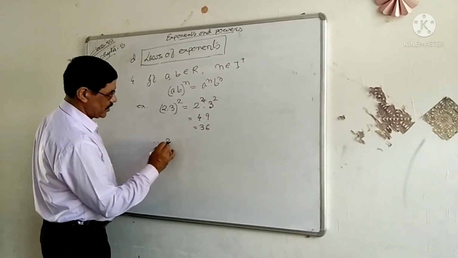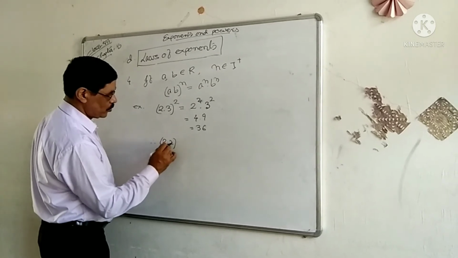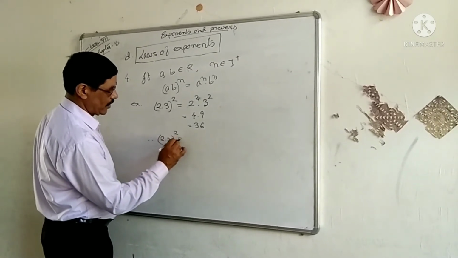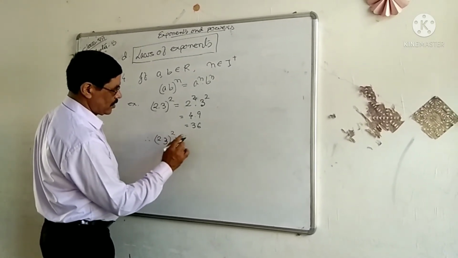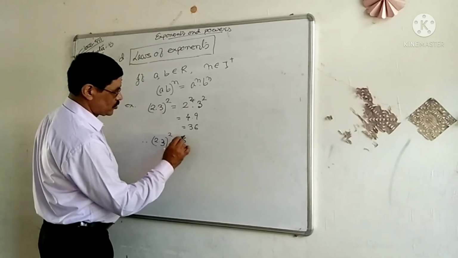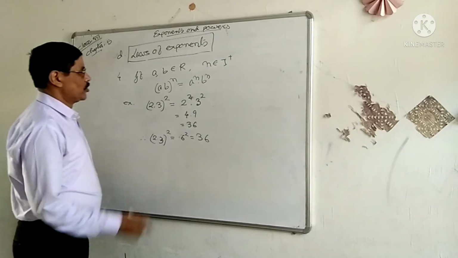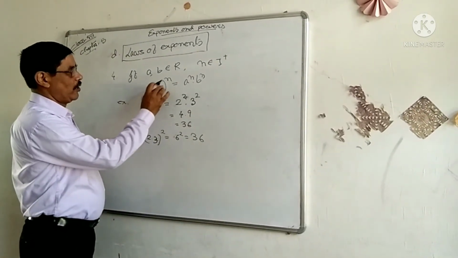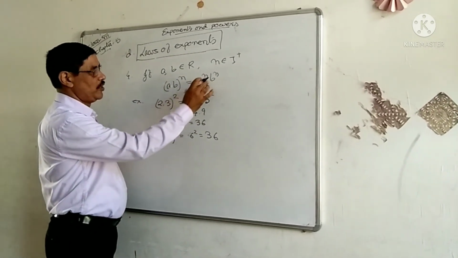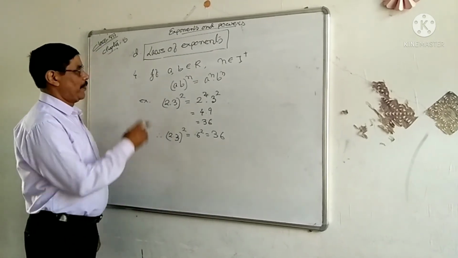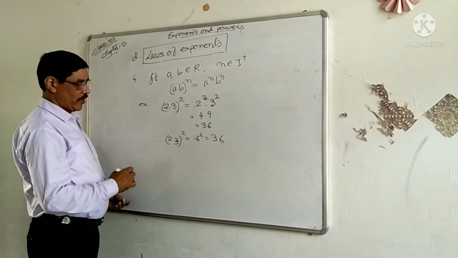Therefore, you can say this in this way also: 2 into 3 whole square, that is 6 square, which equals 36. So remember this law: ab whole to the power n equals a to the power n, b to the power n. After that, the fifth law of exponent.